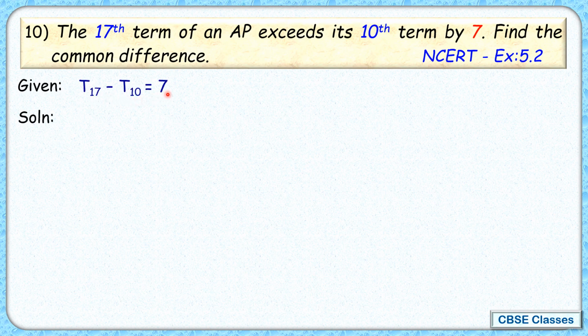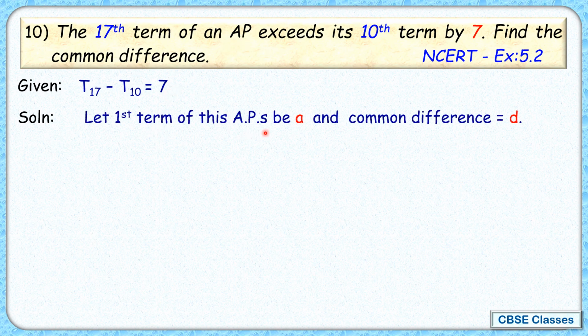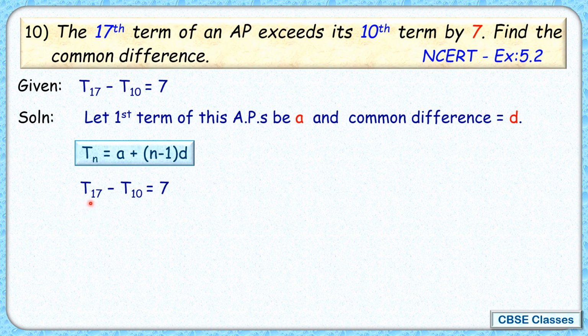So let's check the solution. Let's start by assuming that in this particular AP the first term is a and the common difference which we have to find is d. Again we'll use the formula for nth term, that is a plus (n minus 1)d. And here, in this given equation, we'll put the value of the 17th term, that will be a plus 16d, and the 10th term will be a plus 9d.